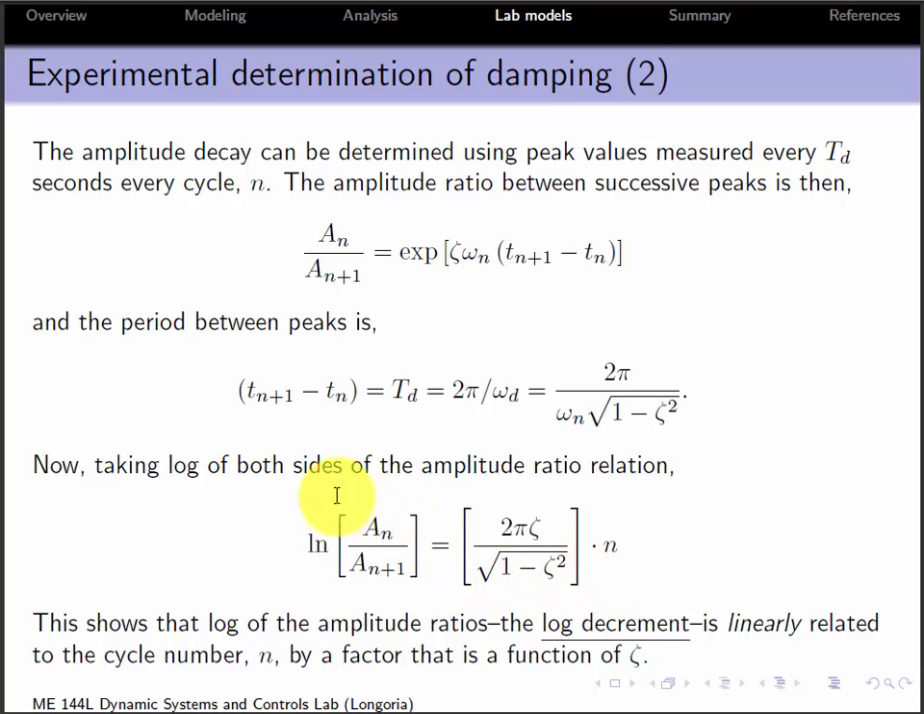So if you plot the log of the amplitude ratio as a function of cycle number, the slope gives you zeta, right? Stated here, this shows that the log of the amplitude ratios, what we call the log decrement, is linearly related to the cycle number by a factor that's simply a function of zeta, okay?